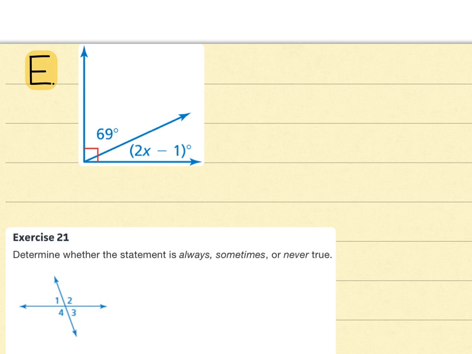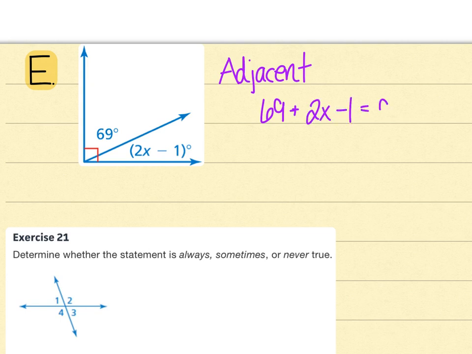All right, last example like this. These two angles are right next to each other, so we are going to say that they are adjacent angles. And again, together they are forming a 90-degree angle. So the fact that they're adjacent means they're just right next to each other, but the fact that that's a right angle that they both form means that together they will add up to 90 degrees. So 69 plus 2x minus 1 adds up to 90 degrees.